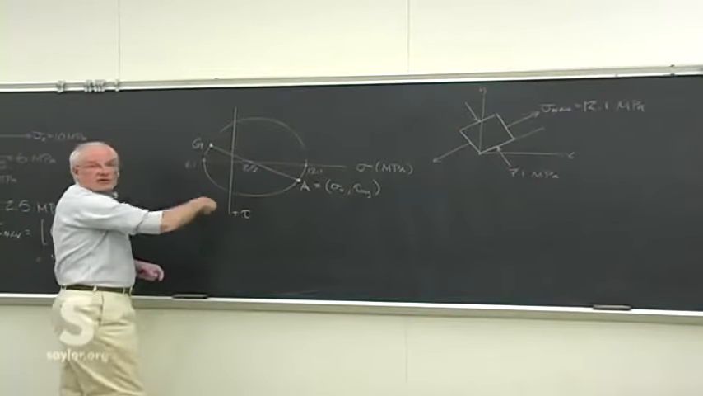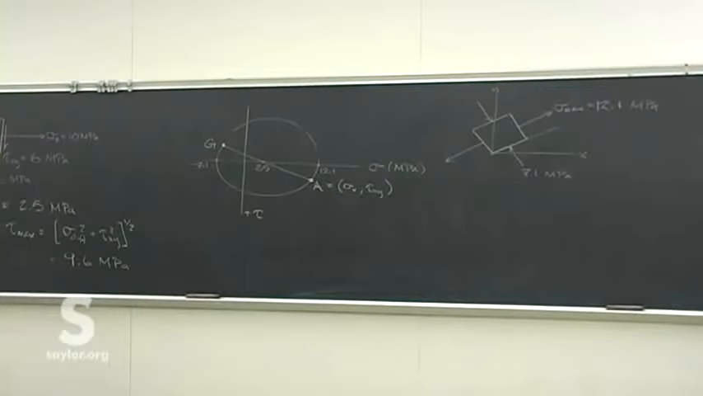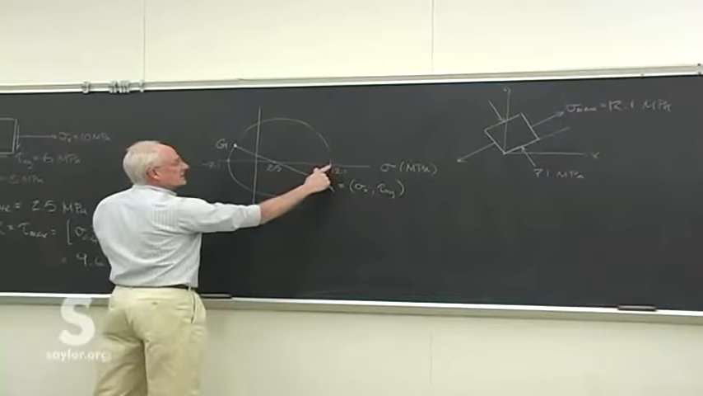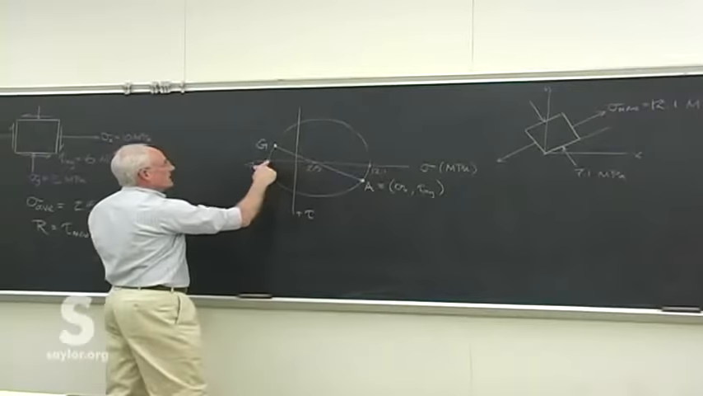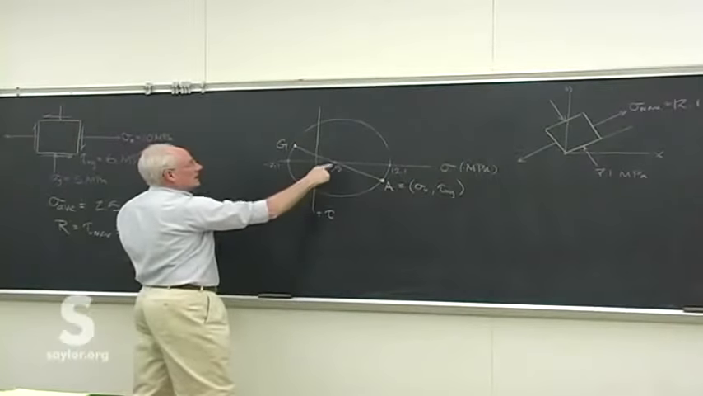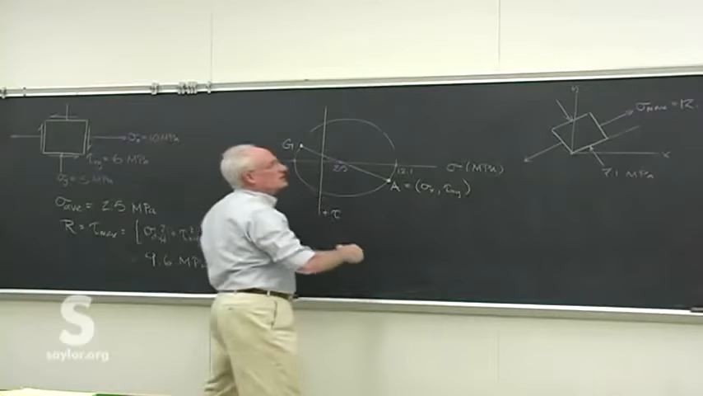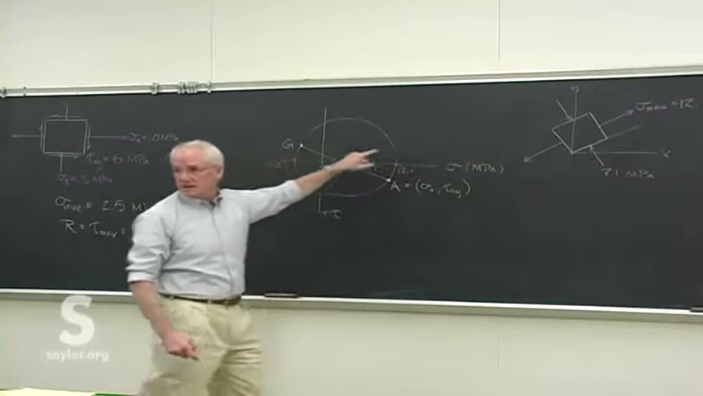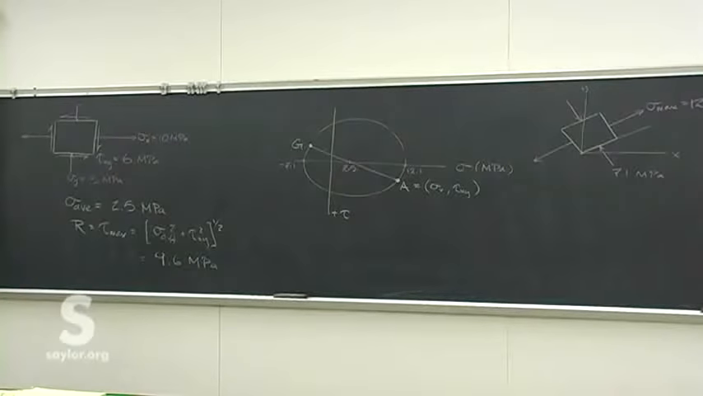Remember, any point on the circle is a possible state of stress for our solid at all the different angles possible. If we happen to be at this point of stress, then we are at 0 shear stress. So this is a point of maximum normal stresses, 0 shear stress.